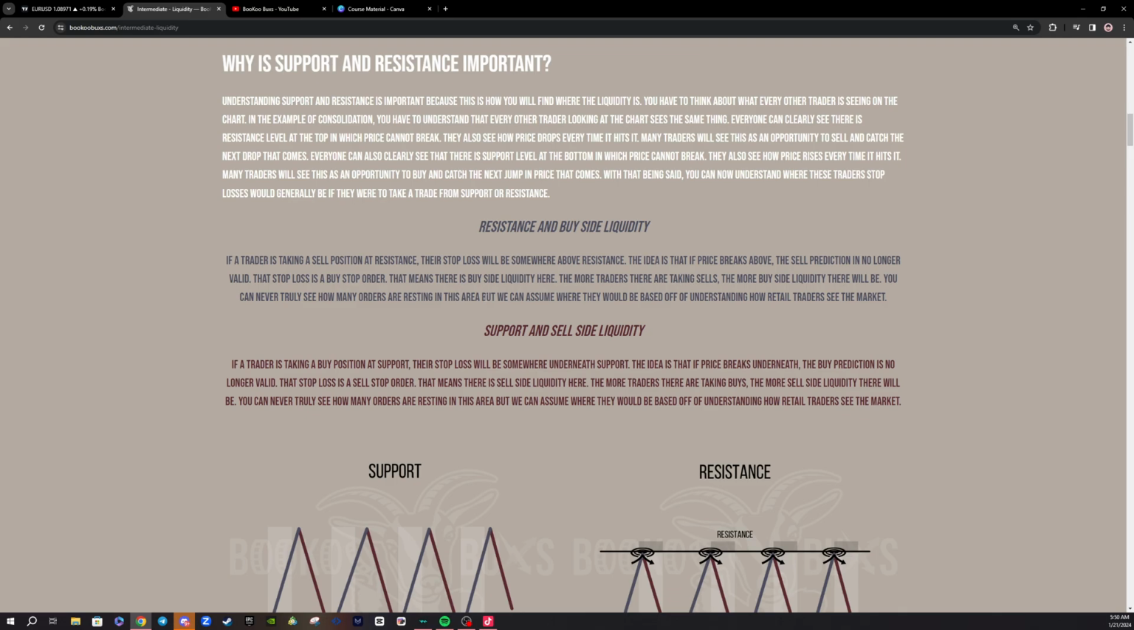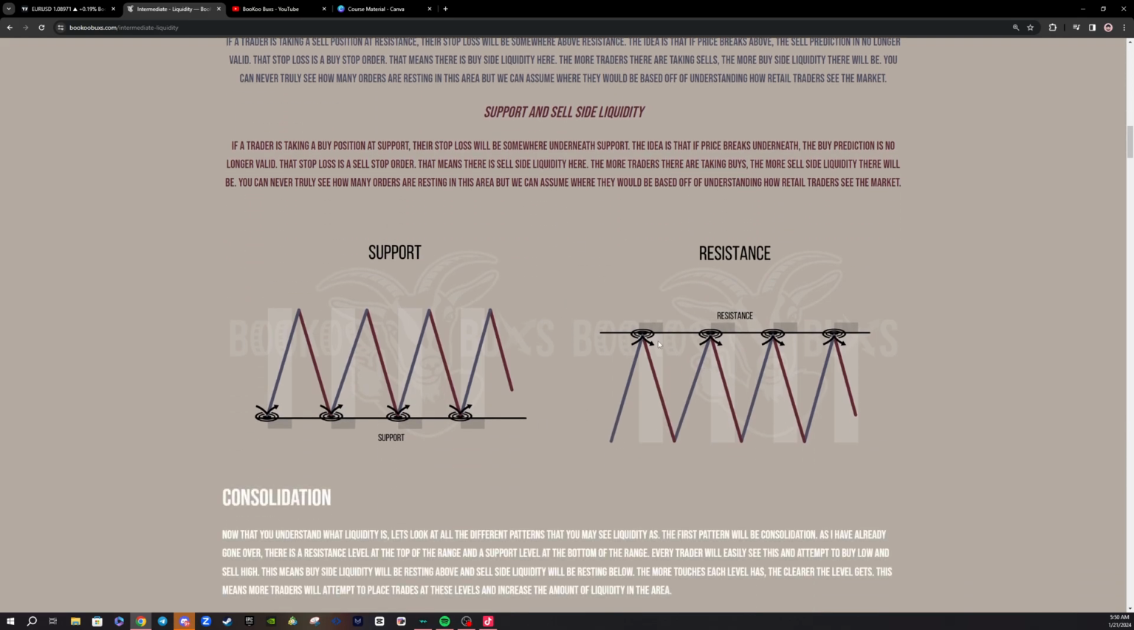The more traders that are taking sells, the more buy-side liquidity there will be. You can never truly see how many orders are resting in this area, but you can assume where they would be based off of understanding how retail traders see the market. And the resistance example is right here on the right-hand side.